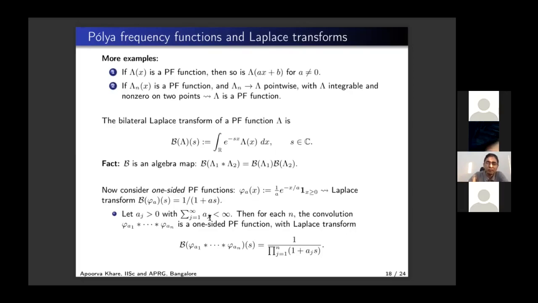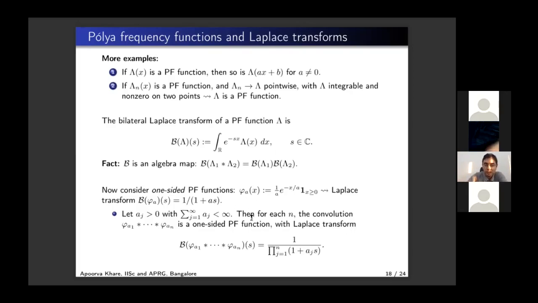Now take finitely or countably many, I could have taken a_j bigger than or equal to 0. That's also fine. That would take a finite convolution, or I take countably many positive real numbers which are summable. Then for each n, the partial convolution product, phi a1 star phi an, is a one-sided Pólya frequency function. And because of this fact, its Laplace transform is just the finite product. Notice because the a_j are summable, each of these is less than e raised to minus a mod s in absolute value. You can bound it in absolute value by e raised to minus a mod s, right?